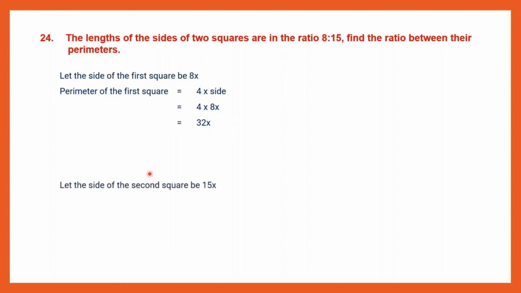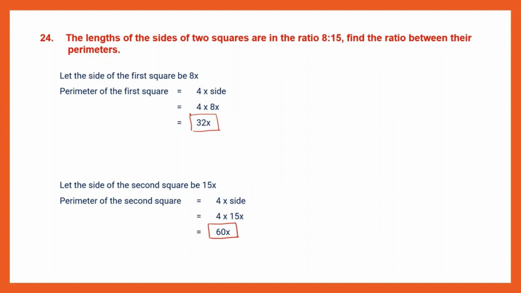Then let the side of the second square be 15x. Then perimeter of the second square will be 4 into side, that is 4 into 15x. 15x is from the ratio, the second number. Now 4 into 15. How much is 15 fours? 60. So we have 60x. So here we have found the perimeter of the first square and the perimeter of the second square. And what is our question? Our question is find the ratio between their perimeters.